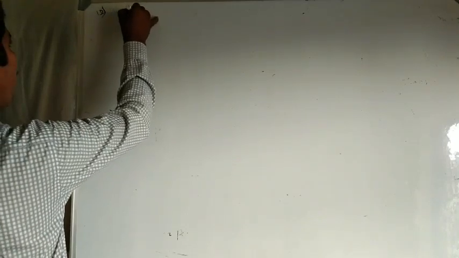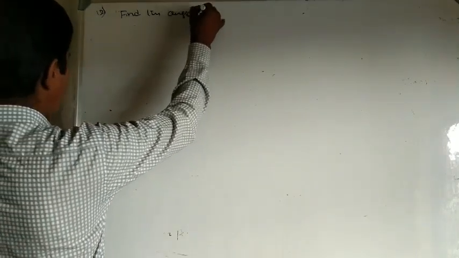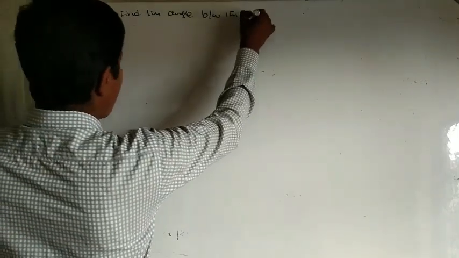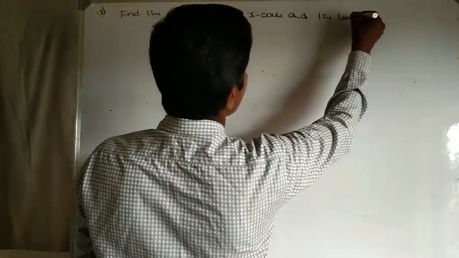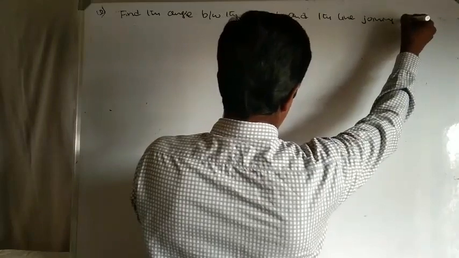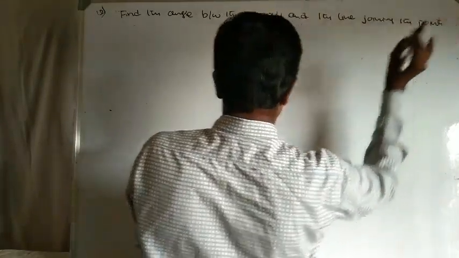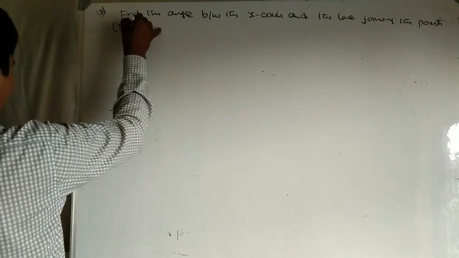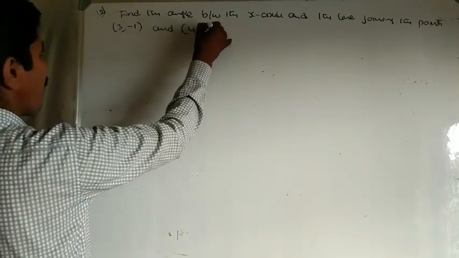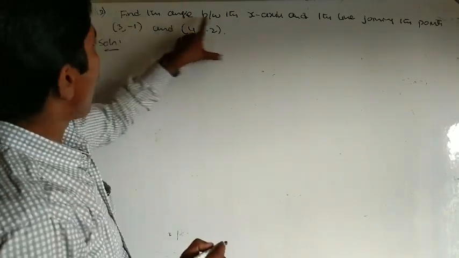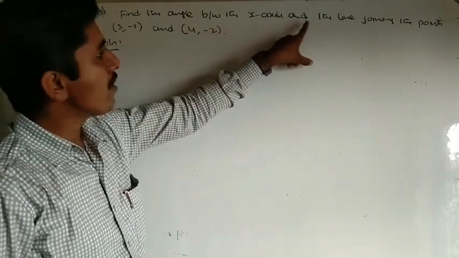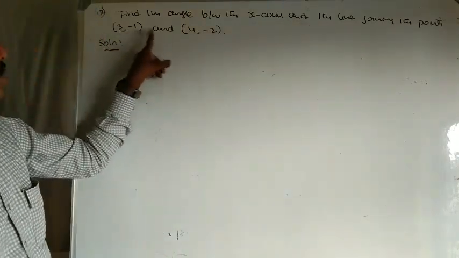Next problem. 12th problem. Find the angle between the x-axis and the line joining the points 3, minus 1 and 4, minus 2. Find the angle between the x-axis and the line joining the points 3, minus 1 and 4, minus 2.